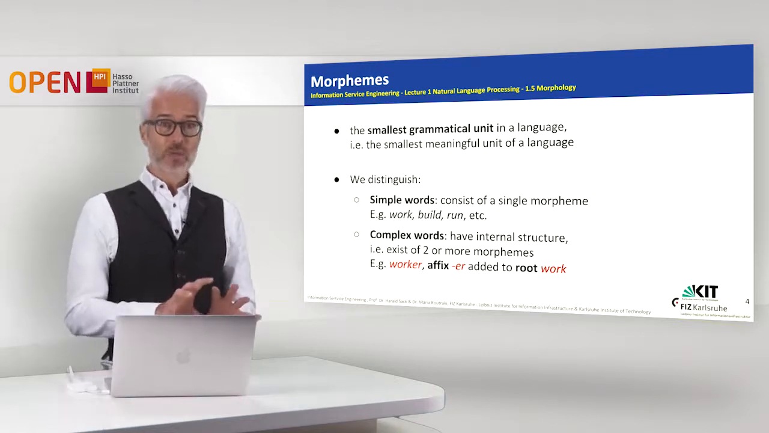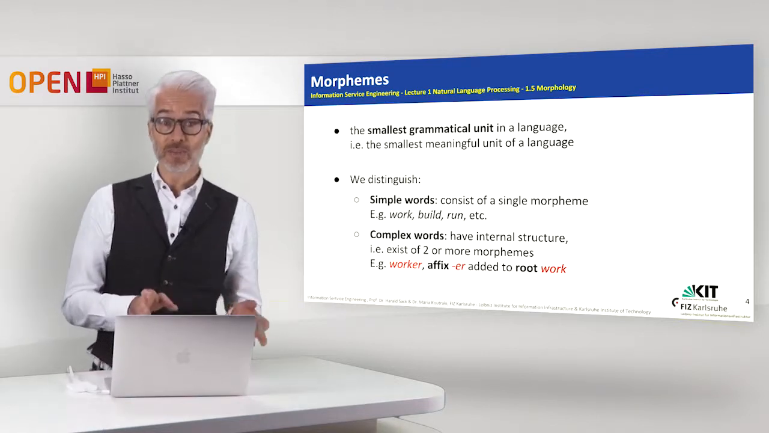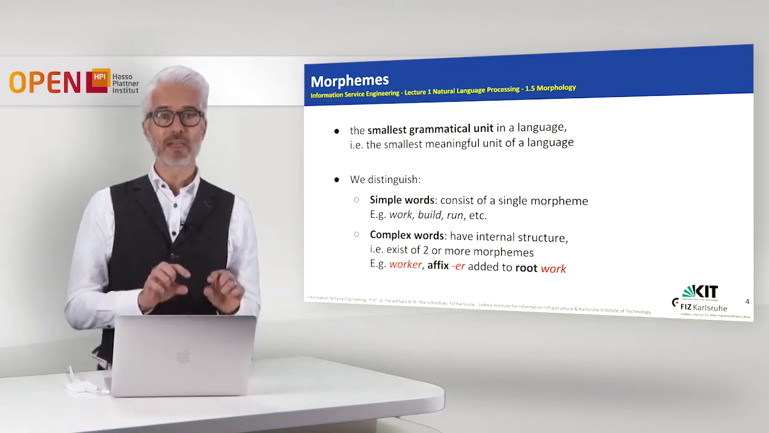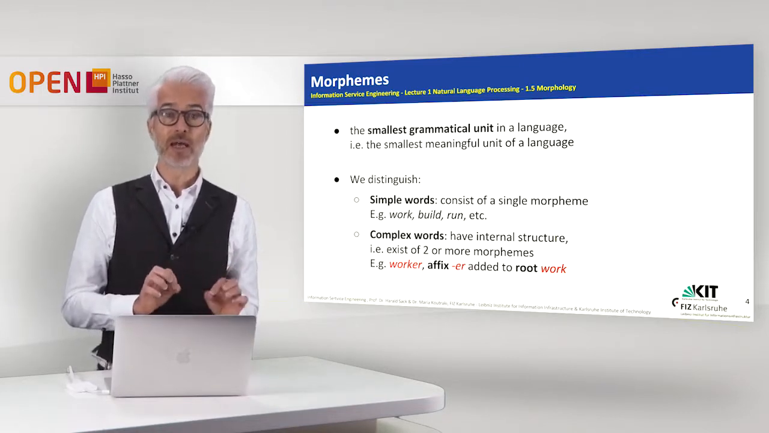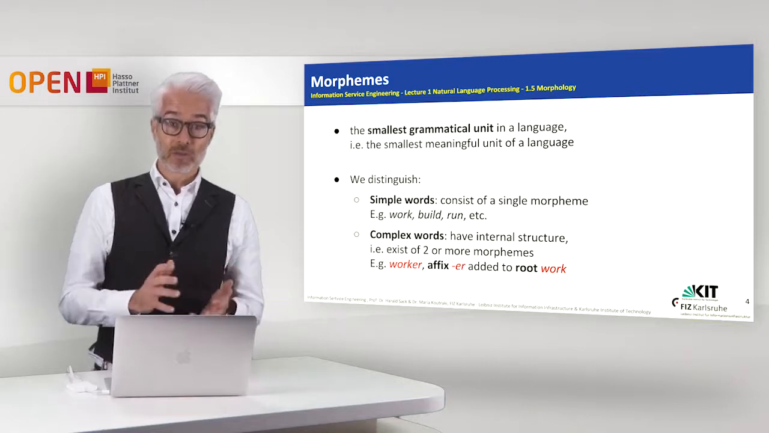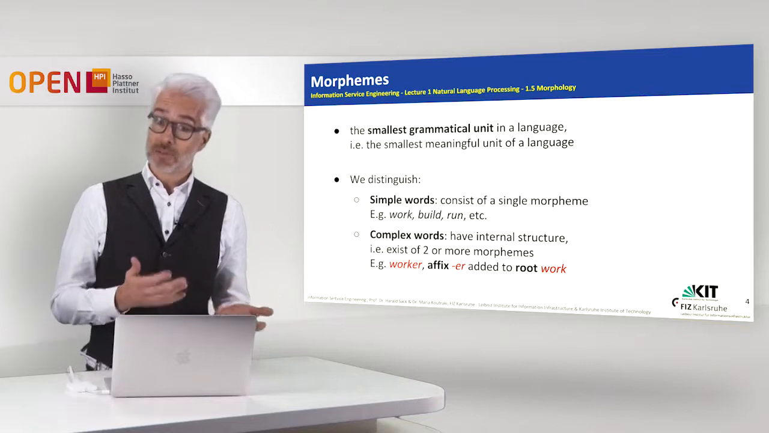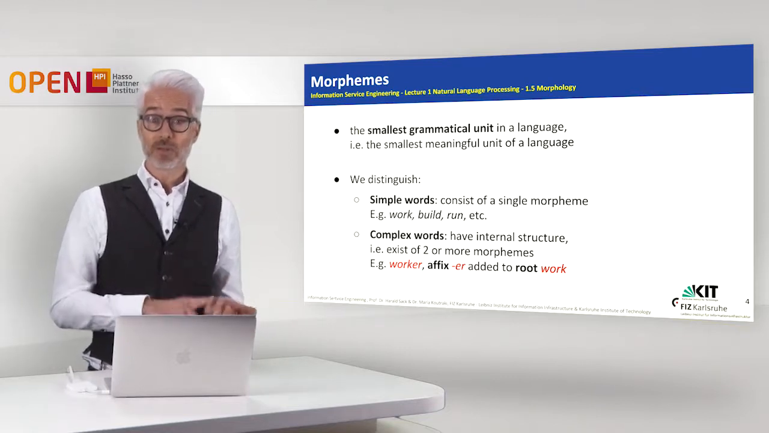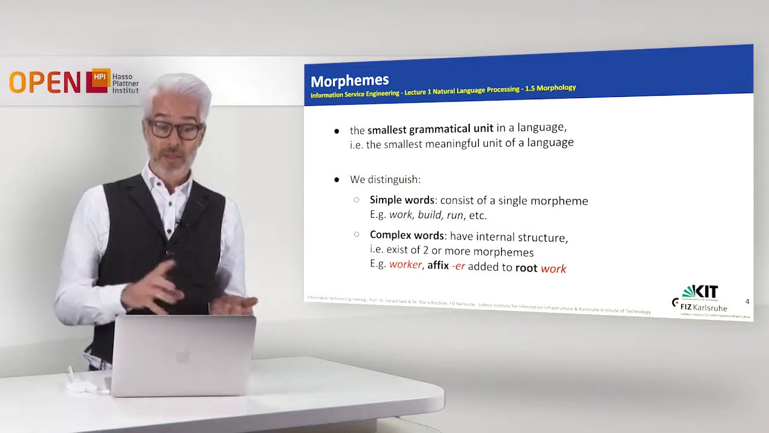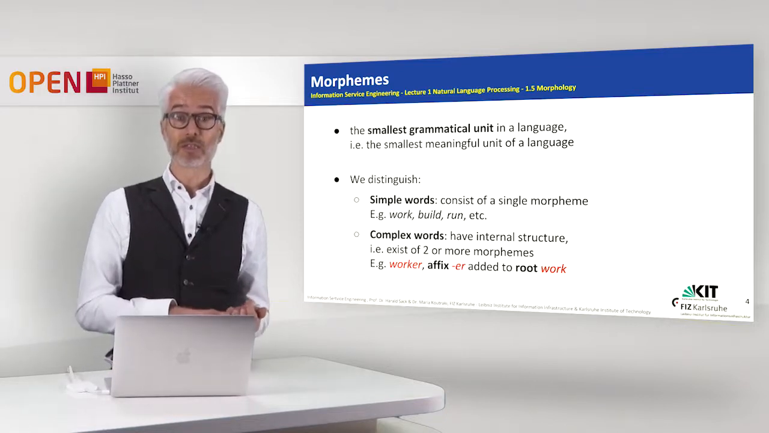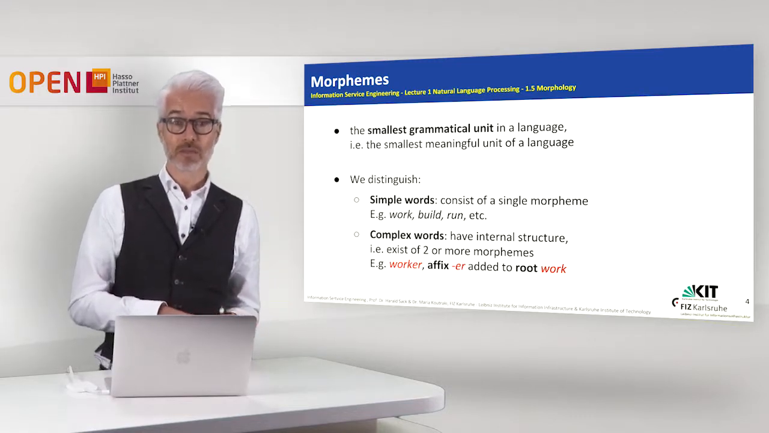So let's start with these so-called morphemes. Morphemes are the smallest grammatical unit in a language, which means the smallest meaningful unit in a language. And what we do is we distinguish several kinds of morphemes. There are free morphemes and bound morphemes. And this you can see in two different kinds of words. There are simple words which consist of a single morpheme, like for example to work, to build, to run.